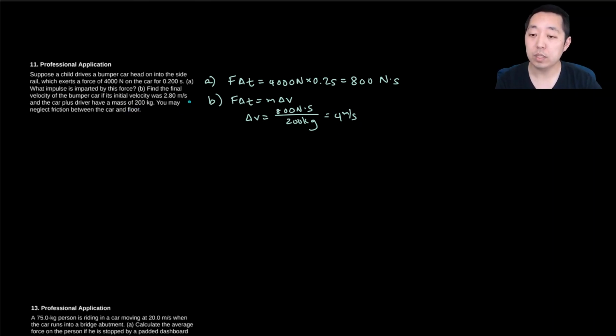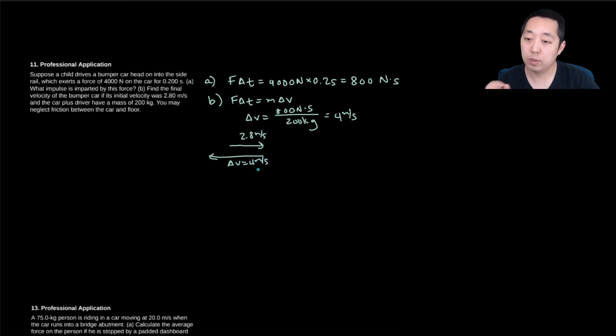Now, you have to remember which direction the delta v is. This is simply the change in velocity, which is going to be 4 meters per second. Is it positive or negative? If they were originally going 2.8 meters per second like this, the rail is probably pushing against them to go this way. So they're going to have a delta v of 4 meters per second going the other way. So its final velocity will be 2.8 minus 4, which you could say is negative 1.2 meters per second. Or, yeah, we would say 1.2 meters per second in the other direction. Okay.